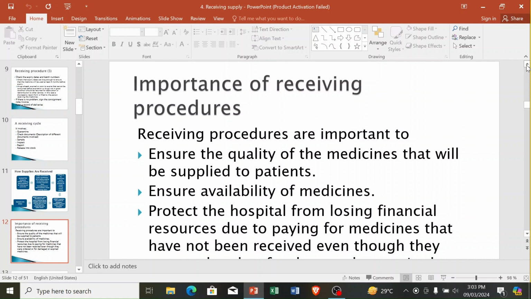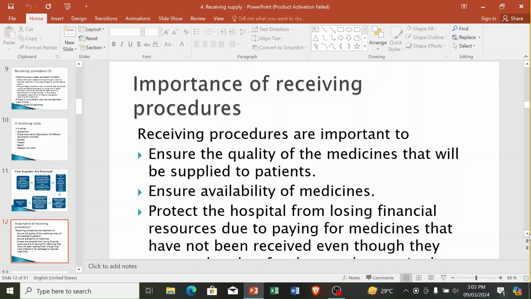So we see that receiving procedures are important to ensure the quality of the medicines that will be supplied to patients. Like we said, putting it in quarantine, we are making sure that the patient consumes the best, not counterfeits, not leaked, or damaged, not those whose half-life has been affected through transportation, not those whose color has degraded in storage. So we ensure the quality of medicines that will be supplied to patients. And then ensure availability of medicines.